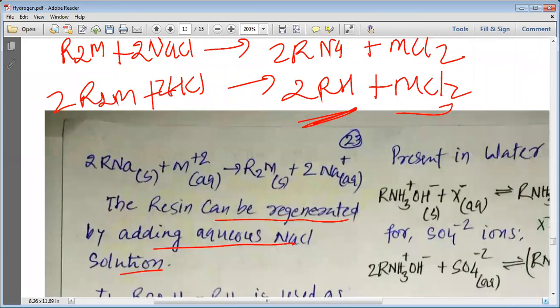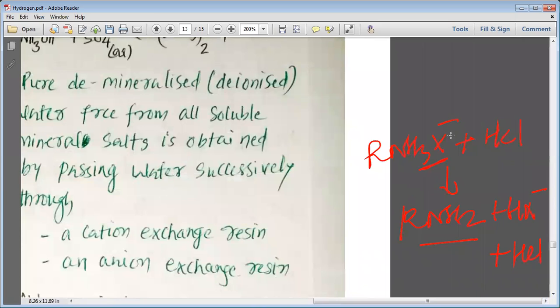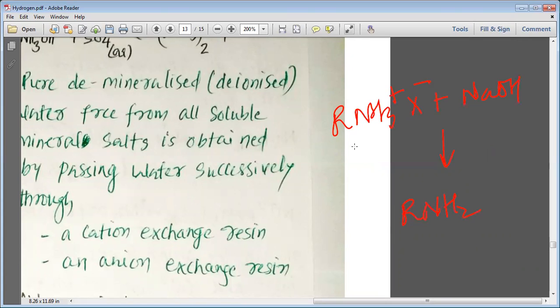So these anionic resins, when RNH3X minus, here I made a mistake. Actually, we need to allow it to react with the alkali rather than acid. So we will allow it to react with the alkali, my dear students. So our NH3 plus and X minus will react with alkali like NaOH, and it will give us RNH2. We'll get RNH2, so H is produced from this.